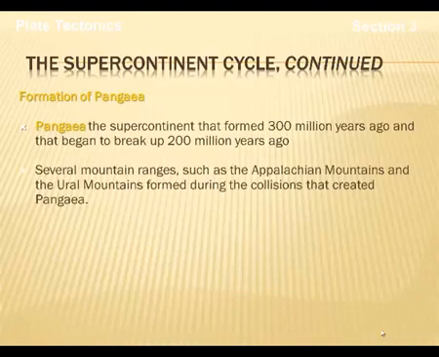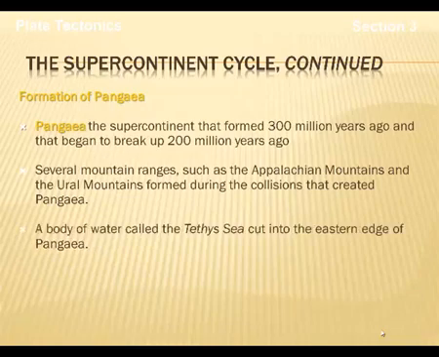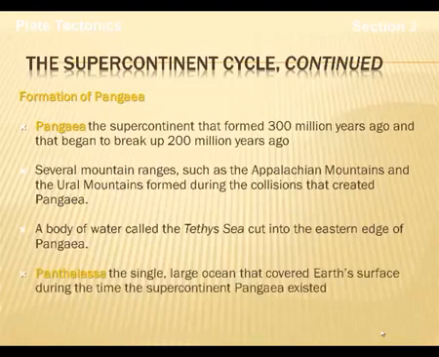The thought is that several of the mountain ranges that we see currently, for example the Appalachian Mountains and the Ural Mountains, formed during the creation of Pangaea. The Tethys Sea was thought to have cut into the eastern edge of Pangaea, and we'll look at a picture to see where this was located on a following slide. Panthalassa is the single large ocean that scientists believe may have covered the rest of the planet during the existence of Pangaea.